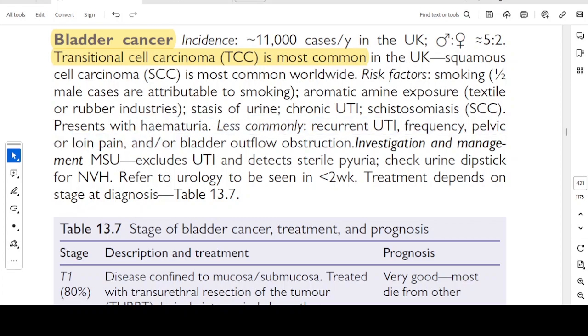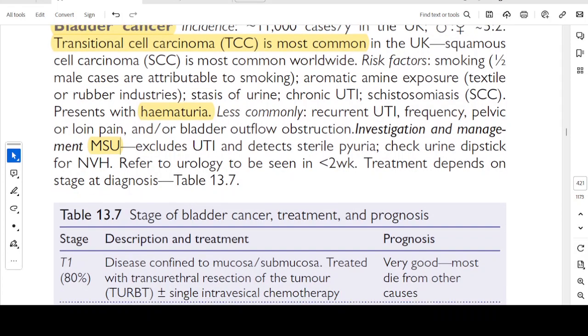That is why hematuria is so important to evaluate, because most bladder cancers will present with hematuria. Less commonly presenting with recurrent UTIs, frequency of urination, pelvic or loin pain, or bladder outflow obstruction. Investigations and management: midstream urine sample excludes UTI and detects sterile pyuria. Check the urine dipstick for non-visible hematuria. Refer to urology to be seen within 2 weeks. Treatment depends on stage and diagnosis.